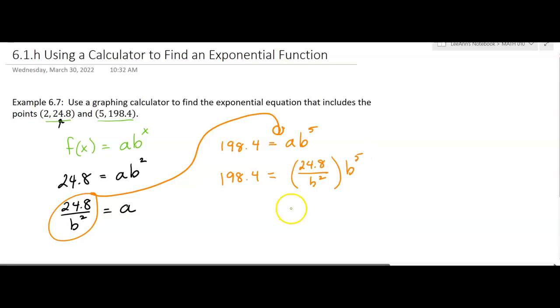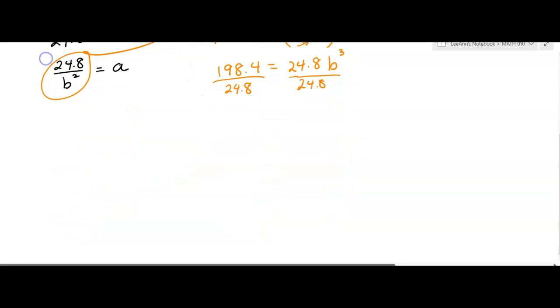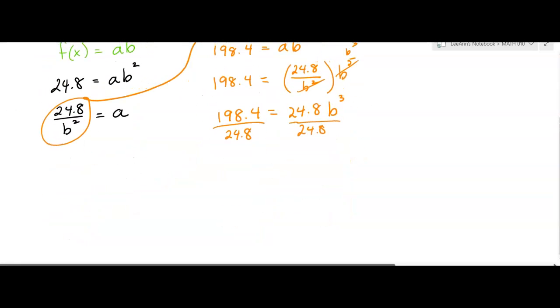Okay, so if I want to cancel b's, why not? 198.4 equals 24.8 b cubed, right? Because you're canceling two of those with two of those, you're going to get the b cubed. Okay, so now I can do the division here. I can divide both sides by 24.8. Okay, and then I'm going to have b cubed equals, whatever this is.